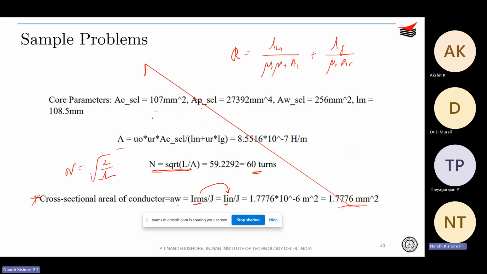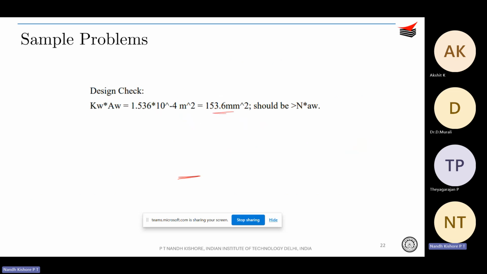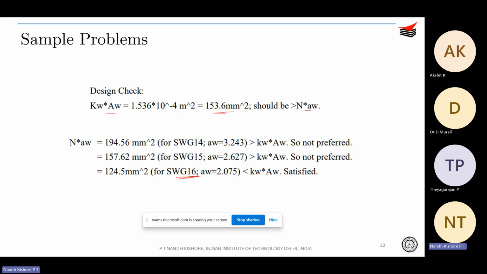You need to choose a wire that has a higher AW, obviously, and also ensure that KW AW should be more than N into AW. So it turns out that for SWG16, this criterion is satisfied.